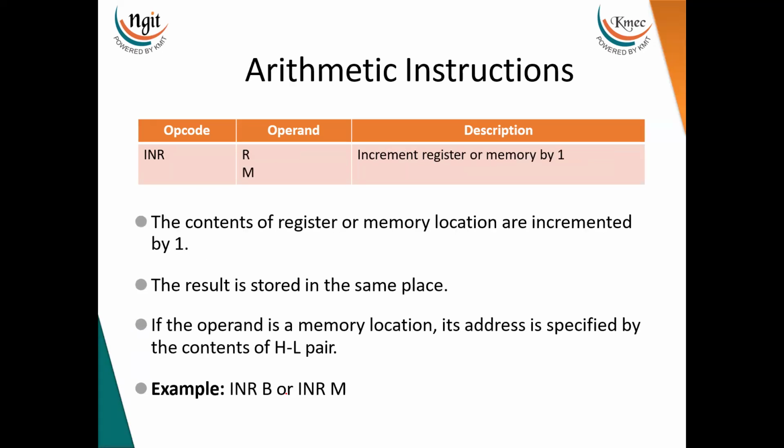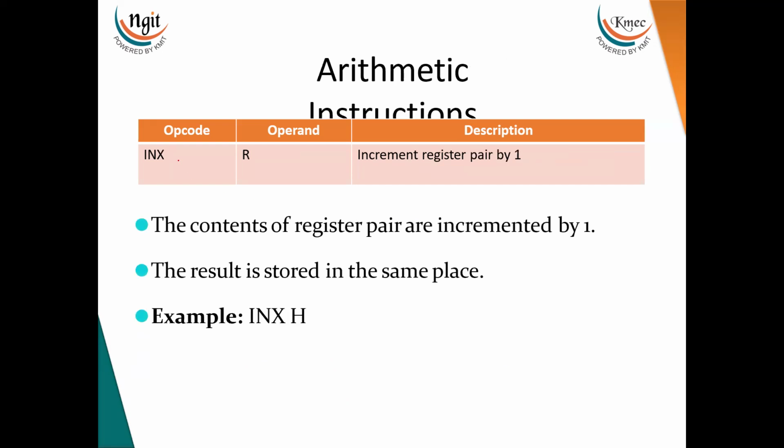Now INR R means what? If you say INR B, whatever data is in B will be incremented by one. Now INR M means HL pair is pointing to one location, and whatever data is in this location will be incremented by 1. Now INX means what? Here, INX H means HL is pointing to one location, and that location value will be incremented. This is for the 16-bit, for the register pair.